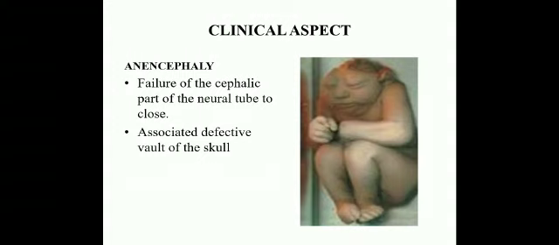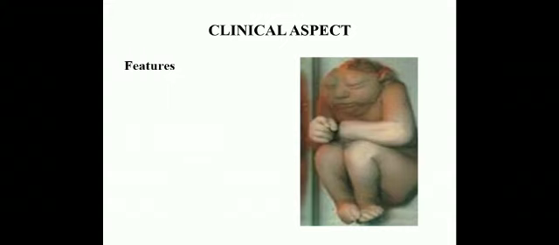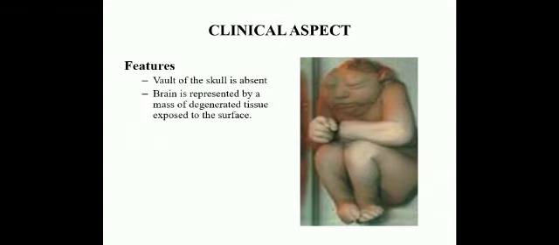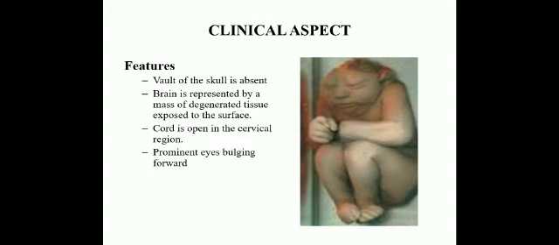Anencephaly means the failure of the cephalic part of the neural tube to close, and it is associated with a defective vault of the skull. The features include: the vault of the skull is absent, the brain is represented by a mass of degenerated tissue exposed to the surface, the cord is open in the cervical region, the eyes are prominent and bulging forward, and the chin is continuous with the chest due to absence of the neck.